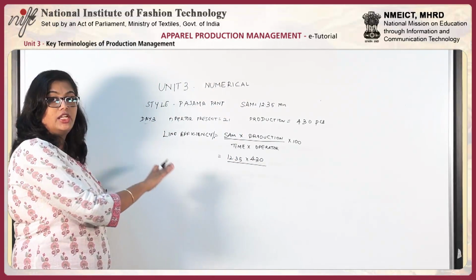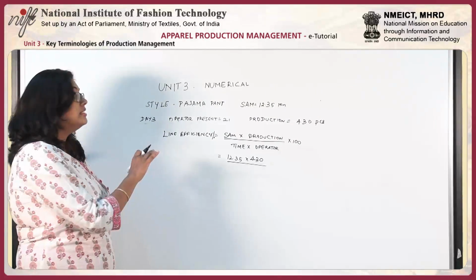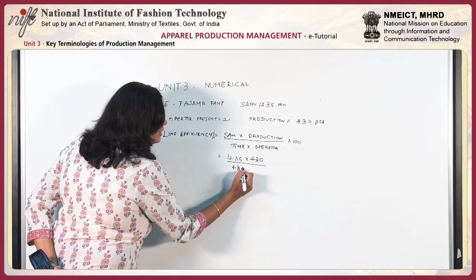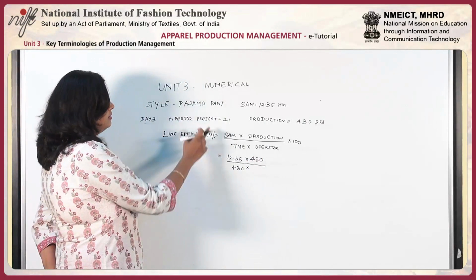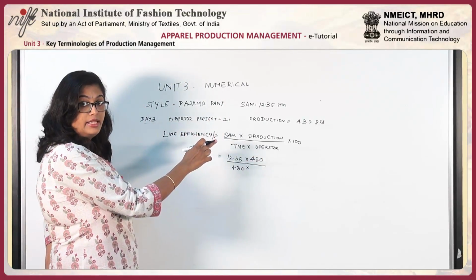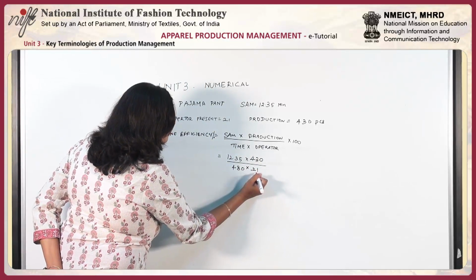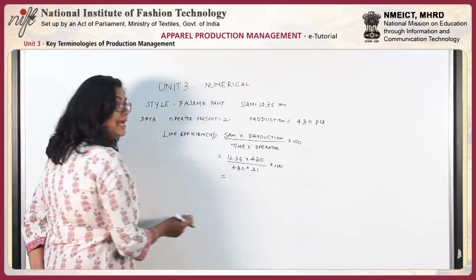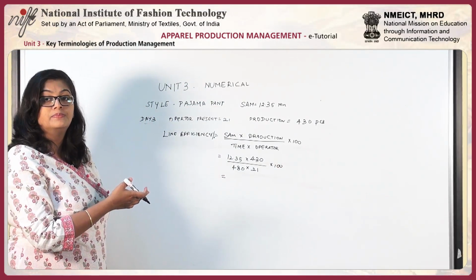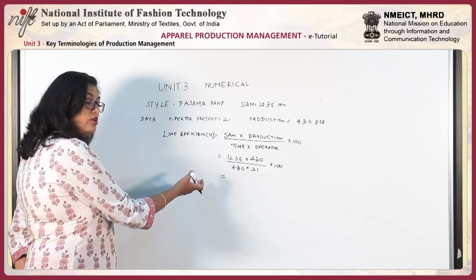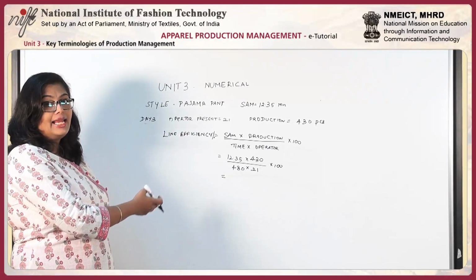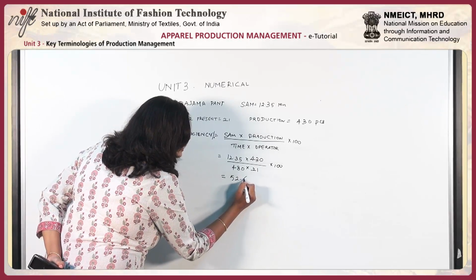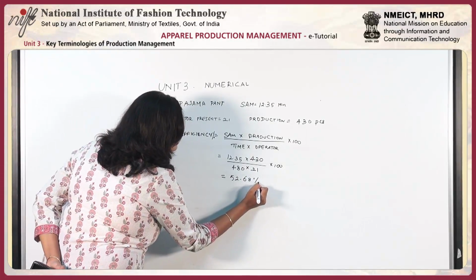Here we are just calculating the line efficiency. So, the time available is 480 into operators. The number of operators present on day 3 is 21. This into 100 because we are calculating it as a percentage, right? Now, if we do this calculation, the line efficiency comes to 52.68%.